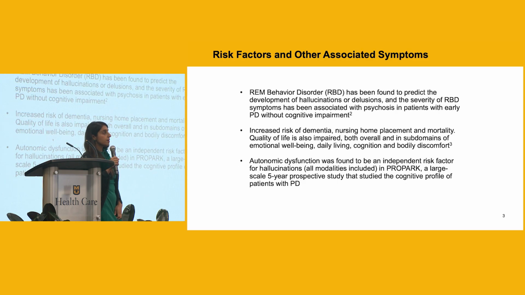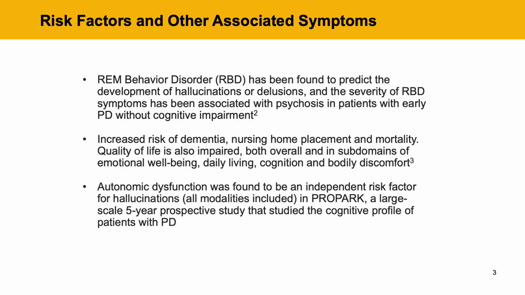Next slide. Okay. So just briefly to go over risk factors and some other associated symptoms. REM behavioral disorder, which has been touched on before, Dr. Bulu mentioned it somewhat as well, has been found to predict the development of hallucinations or delusions. The severity of REM behavioral disorder symptoms has been associated with psychosis in patients with early Parkinson's disease without cognitive impairment. So what is REM behavioral disorder?